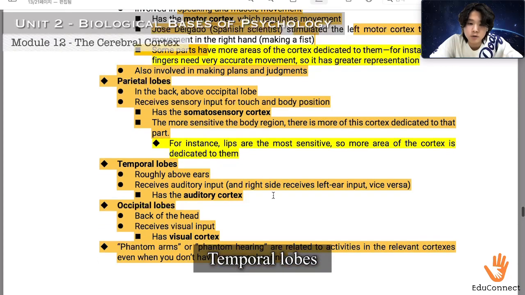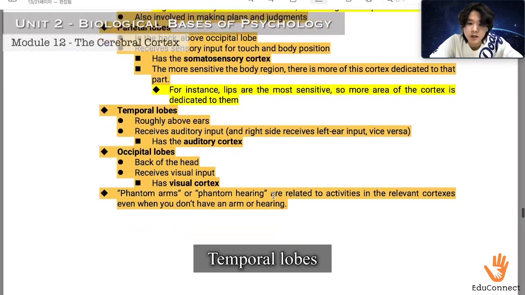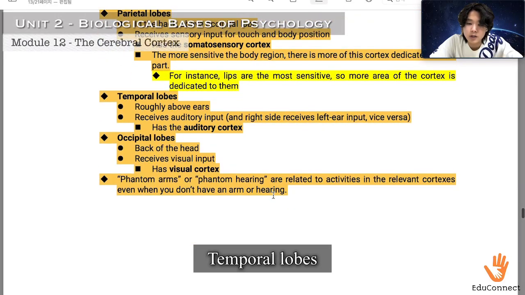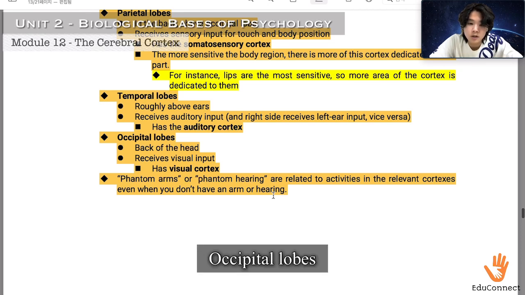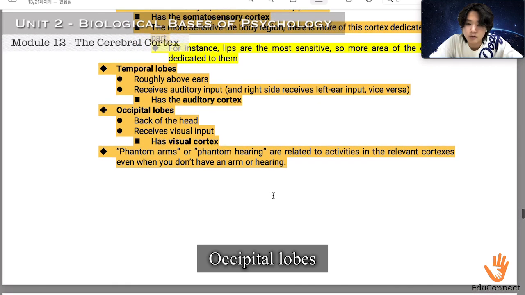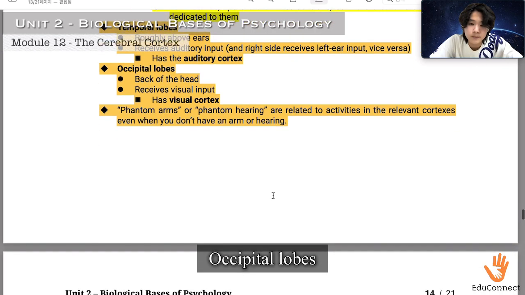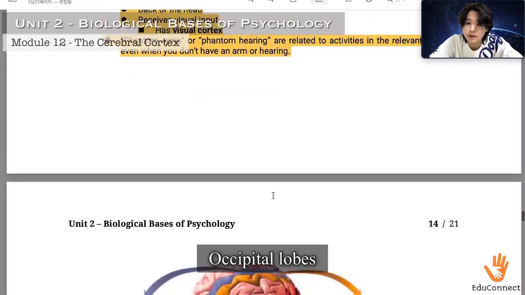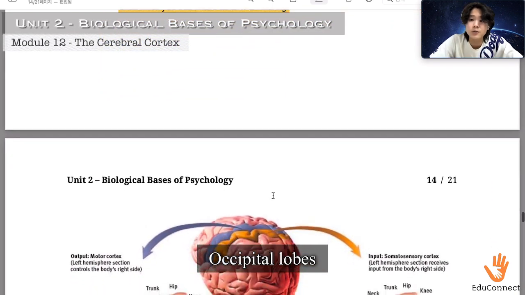The temporal lobes are roughly above the ears, and they receive auditory input. The right side receives left ear input, and vice versa. They have the auditory cortex. The occipital lobes are at the back of the head, and they receive visual input and have the visual cortex. They're called the phantom arms or phantom hearing, right? They are related to activities in the relevant cortexes, even when you don't have an arm or hearing. Really interesting, isn't it? You can feel your arm even if you don't have it.